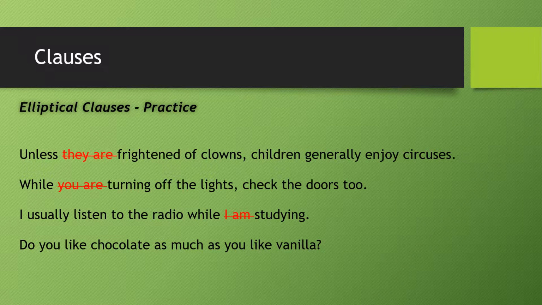And then finally, do you like chocolate as much as you like vanilla? Once again, can you pinpoint the elliptical clause? Well, in this sentence, the words "you like" can easily be omitted and yet still be clearly inferred. Do you like chocolate as much as vanilla? The words "you like" are clearly inferred in, do you like chocolate as much as you like vanilla? But the words are unnecessary for the sentence to make perfectly good sense.